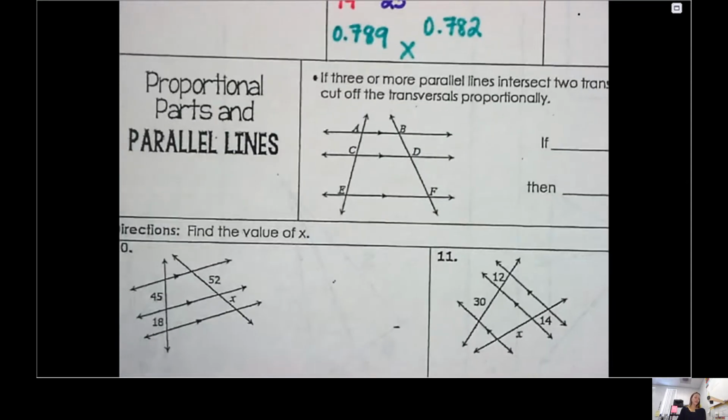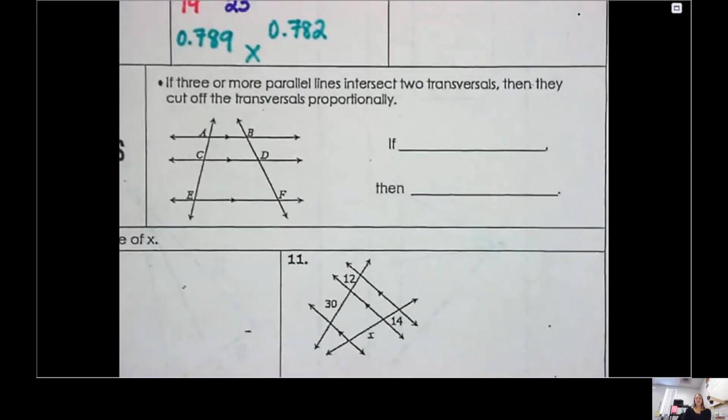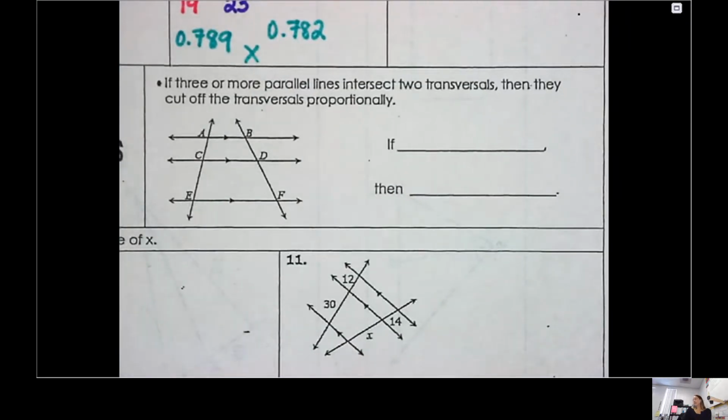Okay, last section says proportional parts and parallel lines. It's essentially the same thing as what we just did with the triangles, but instead of it being a closed shape, just think of it as the triangles being opened is the only difference here. So this theorem says if 3 or more parallel lines intersect 2 transversals, then they cut off the transversals proportionally. So in this picture, you have 3 parallel lines. What are the 3 parallel lines in this picture?